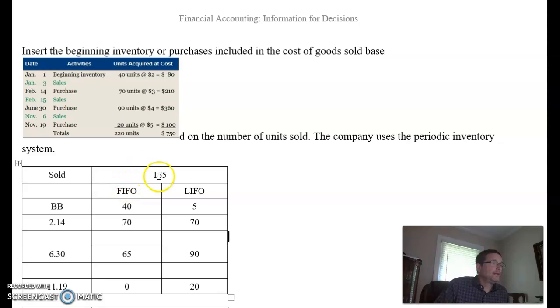Well, let's do 185 for FIFO. It was set at 175. So 40 and 70, that's 110, so we don't have to do anything else. We need to go to 185, and right now we're at 110. So you subtract 185 minus 110, and you get 75. So we'll use up all but 75 units of that 90 layer. And then you just check your math. You always want to check your math, okay? Always. I think I've said that in every single video. 75 plus 70 plus 40 is 185.